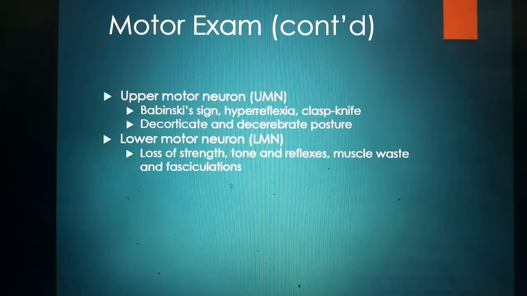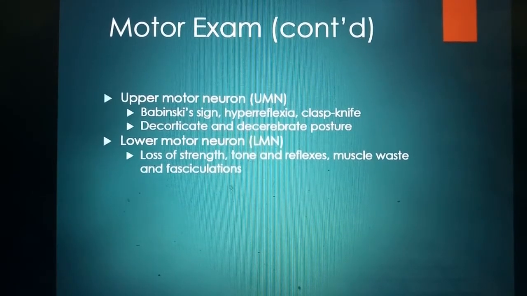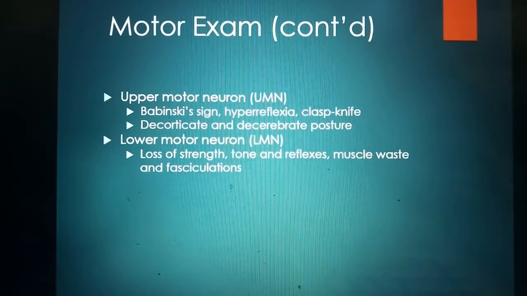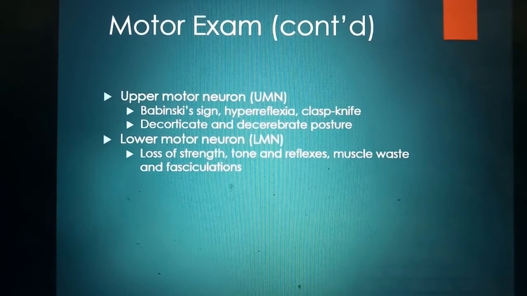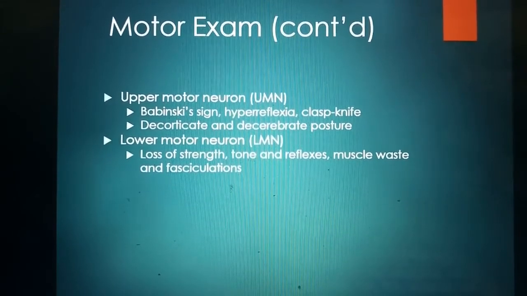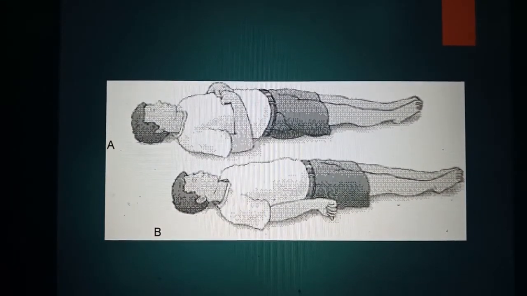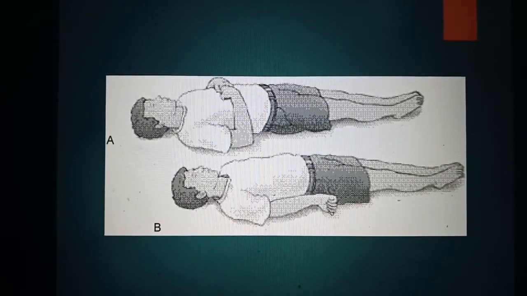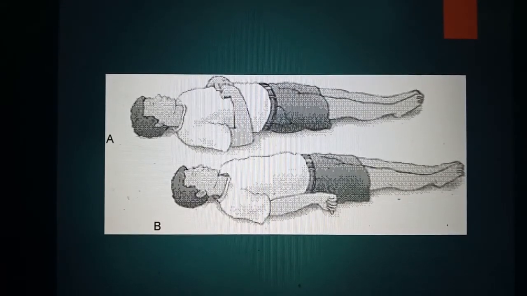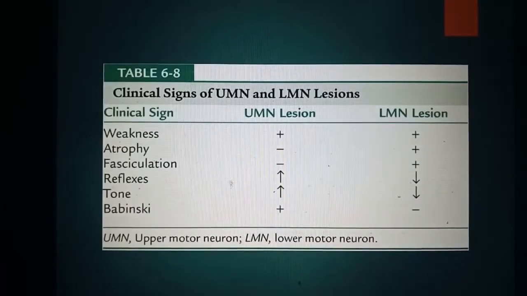In lower motor neuron lesions or peripheral nerve damage, the person will have loss of strength, decreased muscle tone, decreased reflexes, muscle wasting, and fasciculations. These are all signs that it is a lower motor neuron lesion. So this is the decerebrate and decorticate posture, which tells that a person is having an upper motor neuron lesion. If you find any head injury patient in these postures, you know then that the central nervous system has been damaged. The brain or the spinal cord has had a lesion.